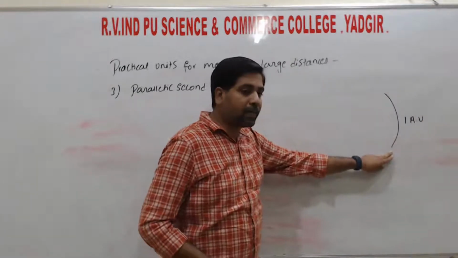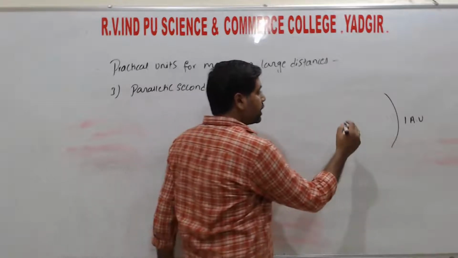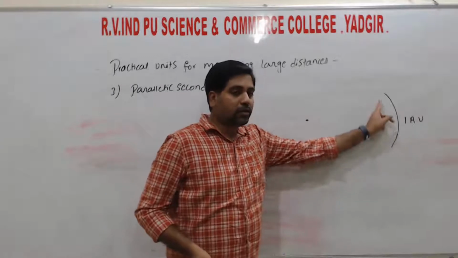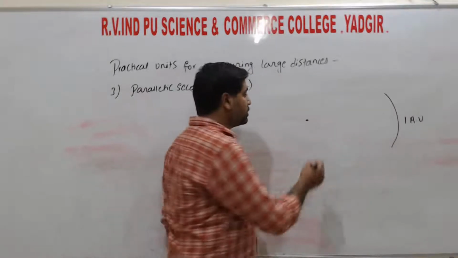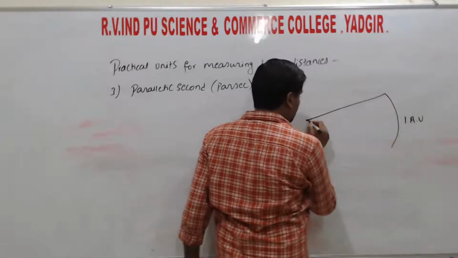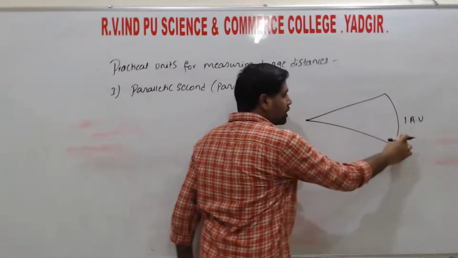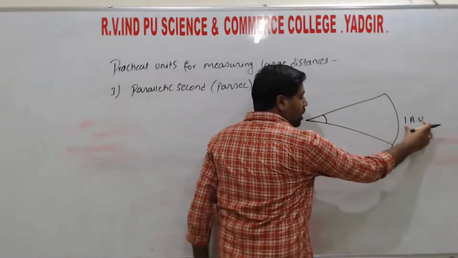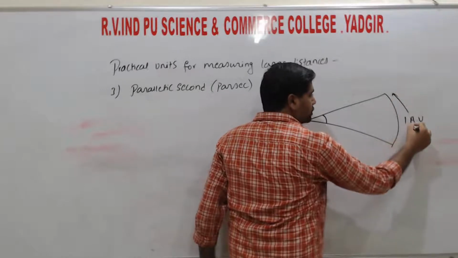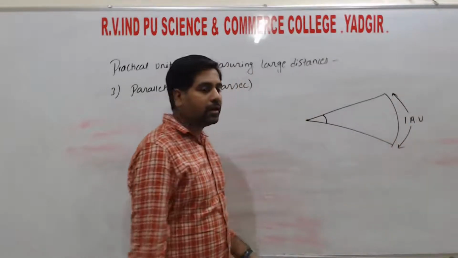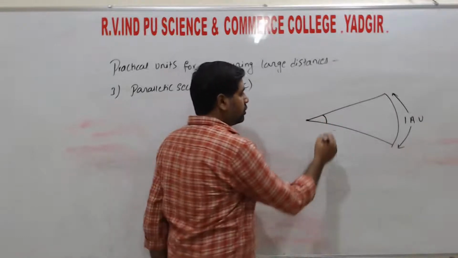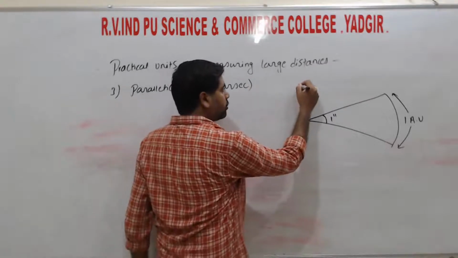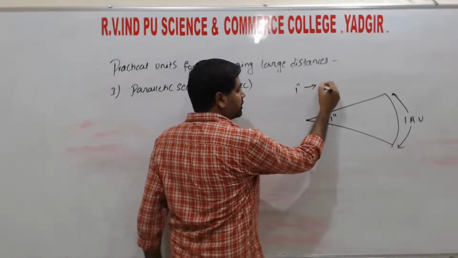If this arc is subtended by an angle, subtend means from somewhere here we are going to measure this arc length. So if we draw the lines for this arc, then this arc is subtended by the angle here. This arc of length 1 astronomical unit subtends an angle of 1 second, written as 1 with a double line, which represents seconds.